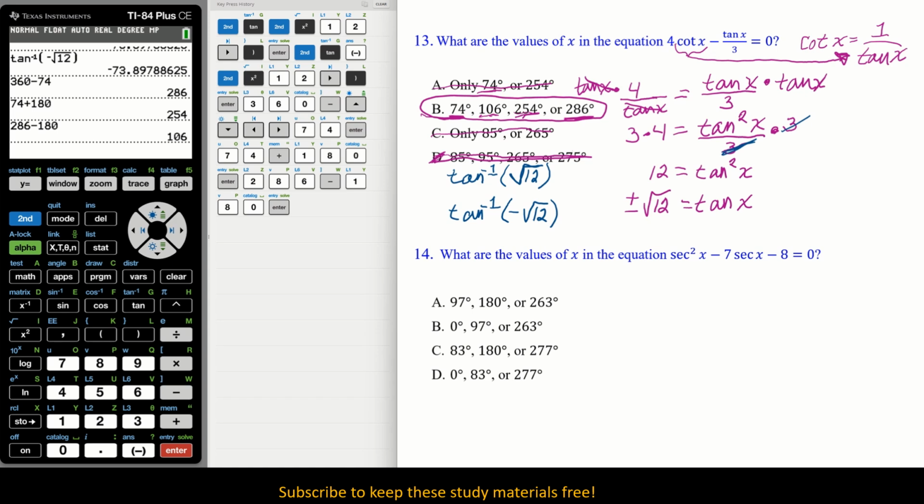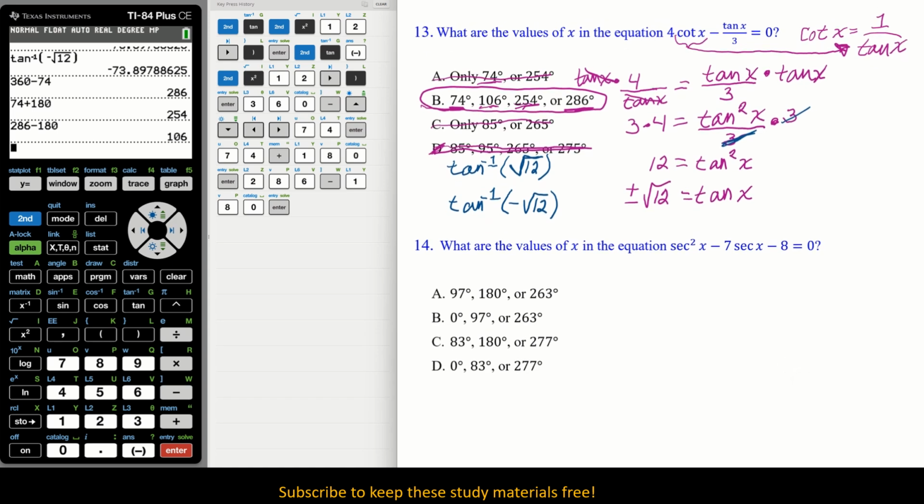We have convinced ourselves. Okay, now let's go with number 14. All right, now it says, what are the values of x in the equation secant squared x minus 7 secant x minus 8. Okay, since we have only secant and we're working with secant, we can see that we can factor them out. It is in a quadratic format, okay? So let's factor this out.